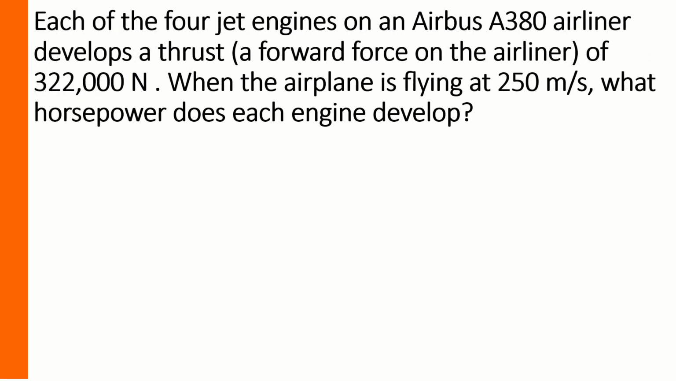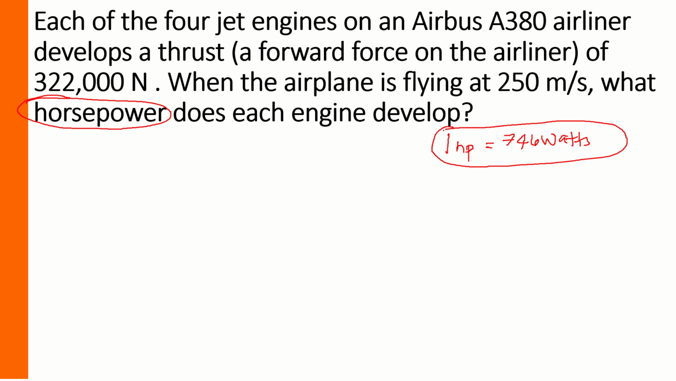Each of the 4 jet engines of an Airbus A380 airliner develops a thrust or a forward force of the airliner of 322,000 newtons. When the airplane is flying at 250 meters per second, what horsepower does each engine develop? So what we can see here is that the question is not asking for the power in terms of watts, but asking for the power in terms of horsepower. Balikan lang natin that 1 horsepower is equivalent to 746 watts. So babalikan natin to because it's very important.